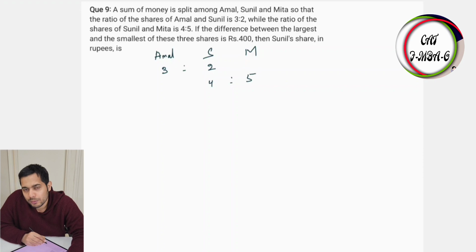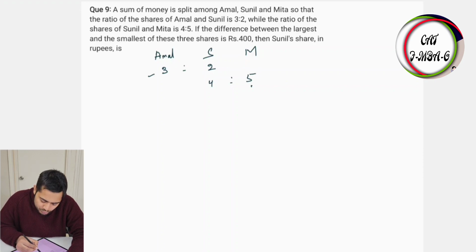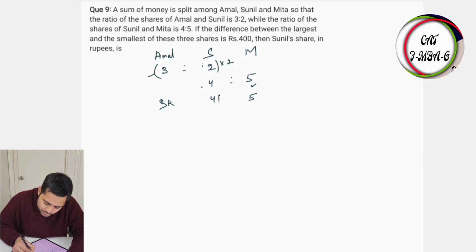I taught you how to combine the ratios. Here Amal is okay, Meeta is okay, but Sunil is different, so you cannot match these. Multiply the first ratio by 2. So this becomes 3 is to 4, and now it becomes 5. Now you can use the constant of proportionality.